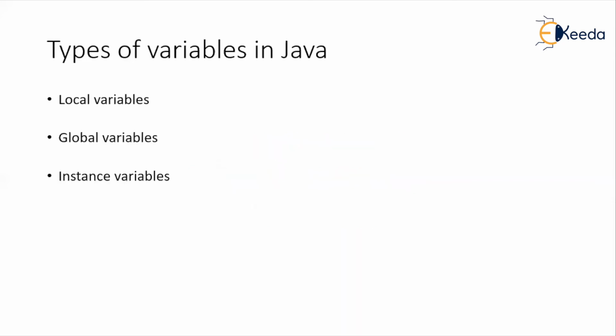Now we will be looking at the types of variables which are available in Java. So three types. Actually, we can consider two types only: local, global, and instance. Local variables are the variables which are declared within any block. Global are declared outside any block. Global are also termed as instance data members.